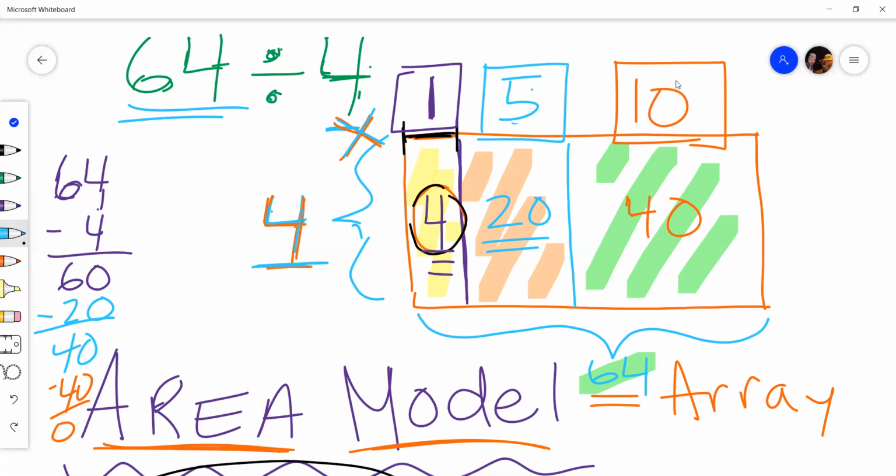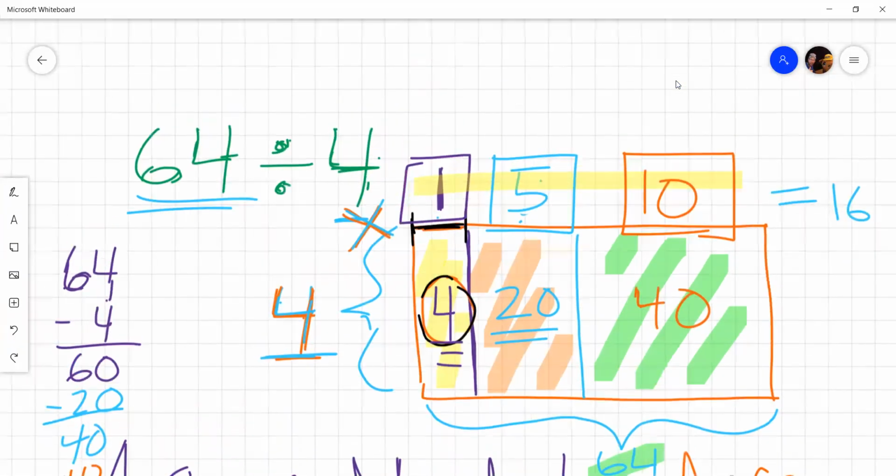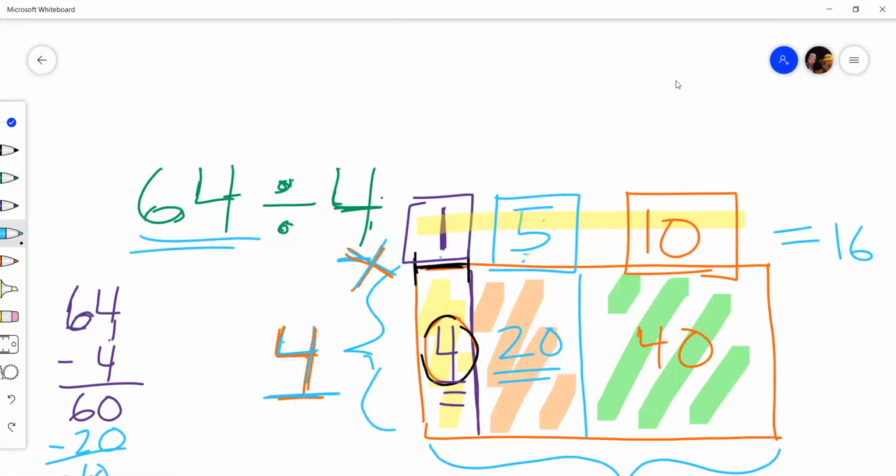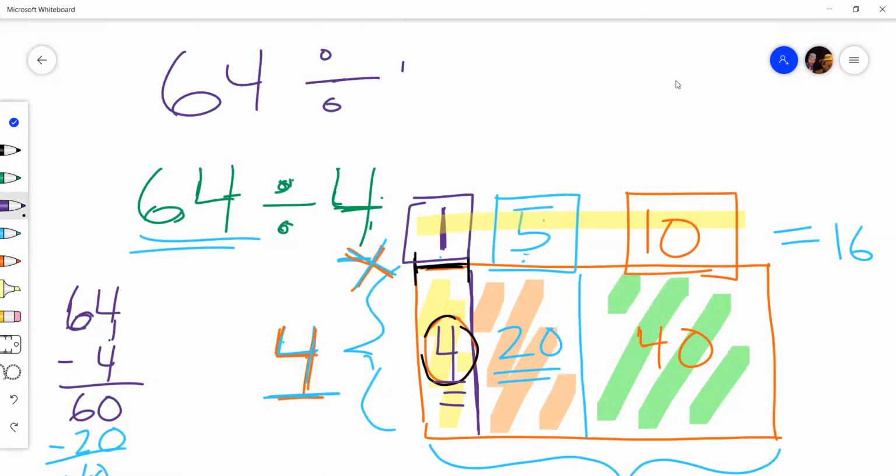So if I'm now thinking, okay, cool, 64 divided by 4, well, to find my answer, I'm just going to add up these top numbers right here. And that is true if I put that together. 1 plus 5 is 6, plus 10 more is 16. So there we have it. Let me move this so we can kind of see. 64 divided by 4 equals 16. And again, we did that using an area model.